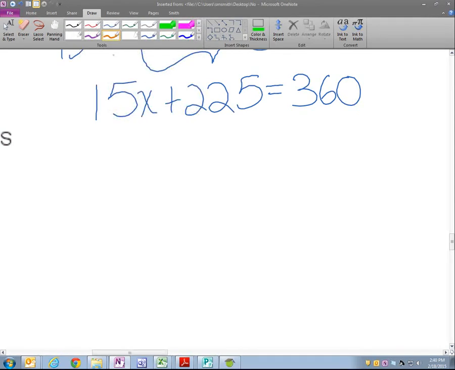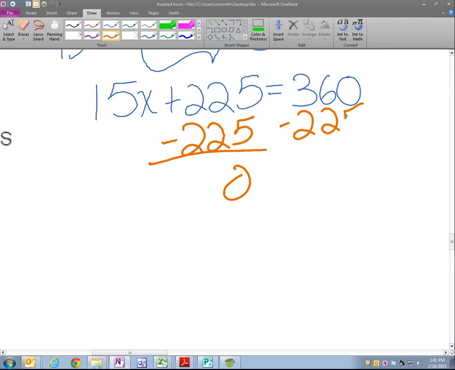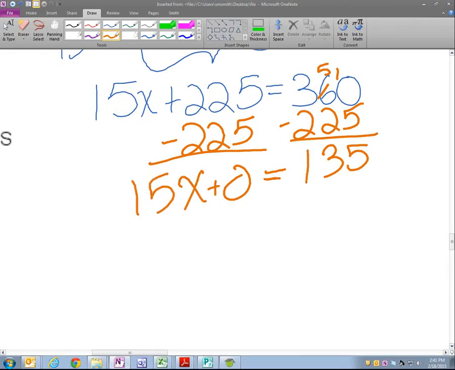I'm going to take care of the addition first. So I'm going to take away 225 because 225 is being added to 15x. And because I have to do it to both sides so the siblings don't get angry, because this is an equal sign after all, I have to subtract 225 from both sides. So I have 15x plus 0 equals 135.